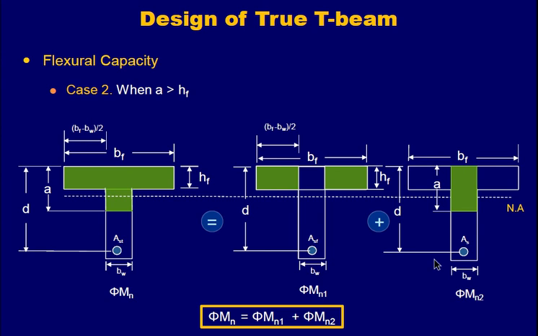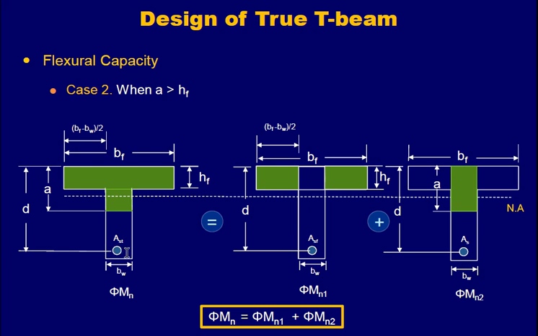So for web portion, we use the depth a with the width bw, and for the flanges portion, we take the depth hf and the width of bf minus bw, because we are excluding this portion. Okay, so there will be two moments. If you remember the design of doubly reinforced beam, it is more or less like that. In doubly reinforced beam, we were taking two moments. One was due to compression steel, and other was due to compression in concrete, and both of them were making moment along with the tension steel.